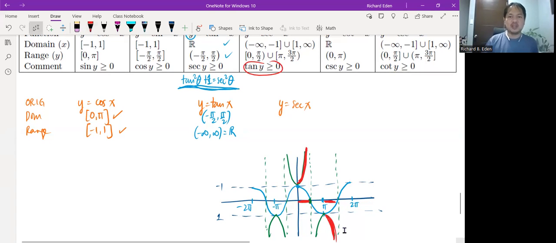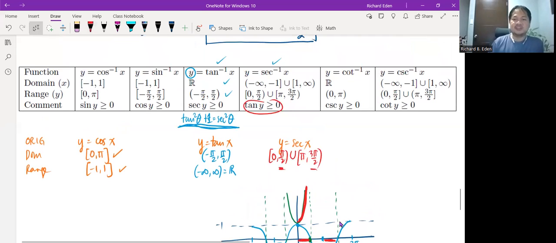Okay, so that's why for secant of x, its domain is 0 to pi over 2, and then we skip pi over 2 to pi. We go next to pi and 3 pi over 2. Okay, we excluded pi over 2 and 3 pi over 2 because for those angles, cosine is 0, which means secant is not defined. Because that would be 1 over 0. Okay, so that's the explanation for these intervals.